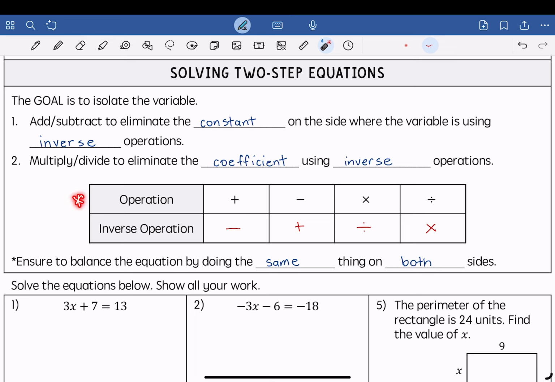Just to review the operations and the inverse operations: if the operation is positive, the inverse is negative. If it's negative, it becomes positive. If it's multiplication, it's division. And if it's division, it's multiplication. And while you're applying the inverse operations, also make sure to balance the equation by doing the same thing on both sides. Now let's apply these steps to the very first question, which is asking us to solve the equations below and show all your work.